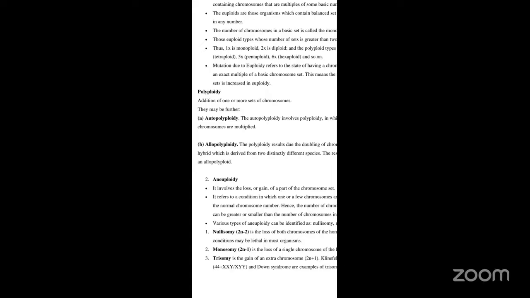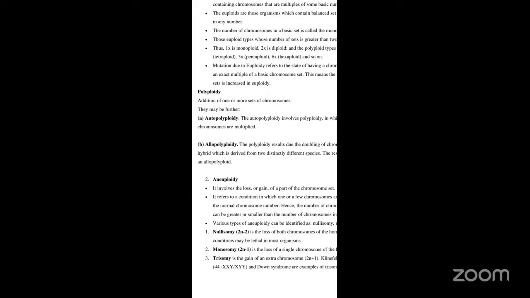Now nullisomy refers to the loss of both the chromosomes of a homologous pair, that is 2n minus 2. It may be lethal in most organisms. Then monosomy is the loss of only one single chromosome. Then trisomy is a gain of an extra chromosome, that is 2n plus 1, where an extra chromosome is added. Instead of 46 chromosomes, you may have 47 chromosomes.